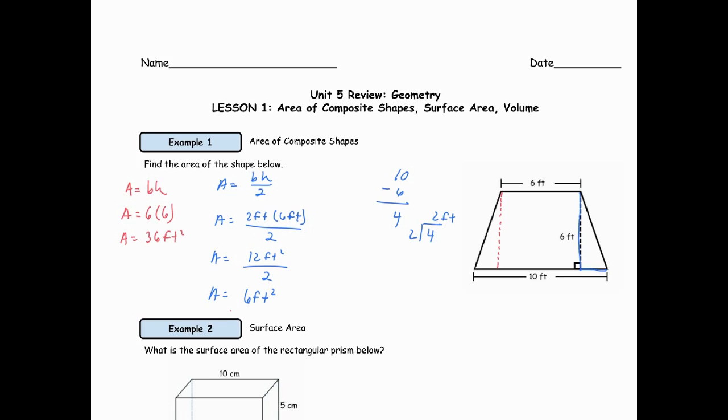Remember, we have two triangles. So what we have to do is we can either add another 6 or just multiply it by 2. So the area of two triangles is 12 feet squared. We're not done yet. What we have to do is use the area of the parallelogram and add that to the area of our two triangles. So I know that 36, which is the area of my parallelogram, plus 12, which is the area of my two triangles, equals 48. So the entire area is equal to 48 feet squared.